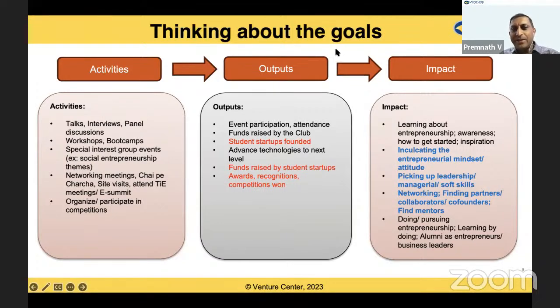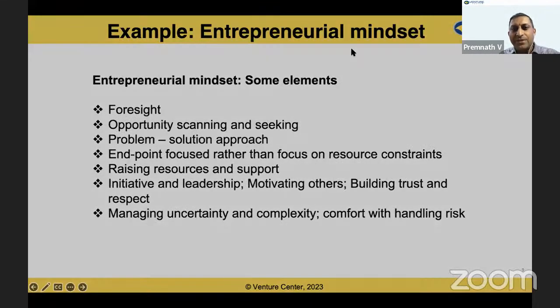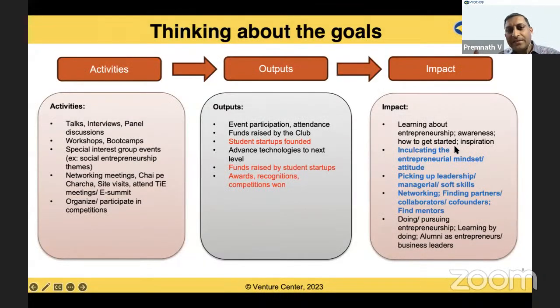They indicate the volume of activity and so on, but eventually the student group has to create some impact which might be relevant to them. So what could be that impact? Right on the right side, you can see a few that I have put down. The blue ones are the ones which I think are more important, but there are others who might differ on that view. First of all, of course, learning about entrepreneurship, being aware of it, how to get started, getting inspired by other entrepreneurs, and so on and so forth is an important result that you want out of all these activities.